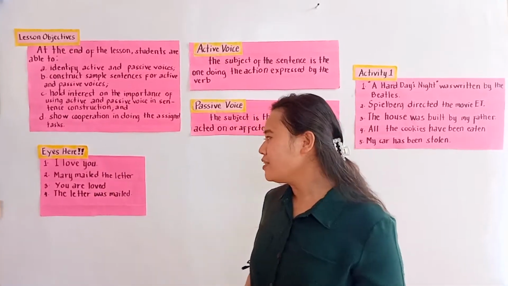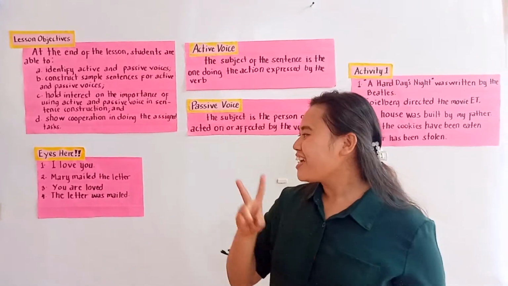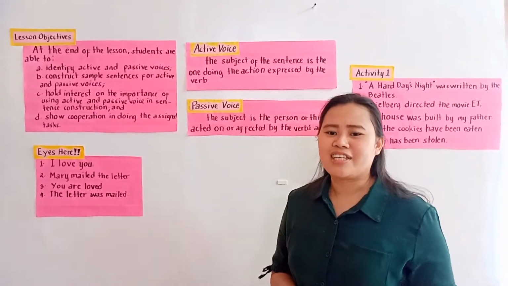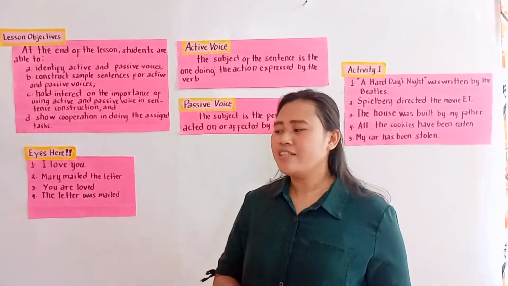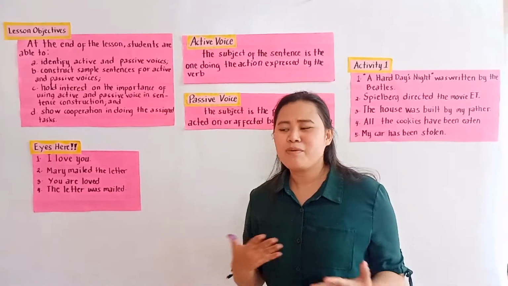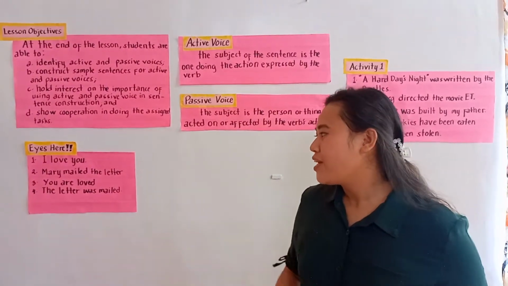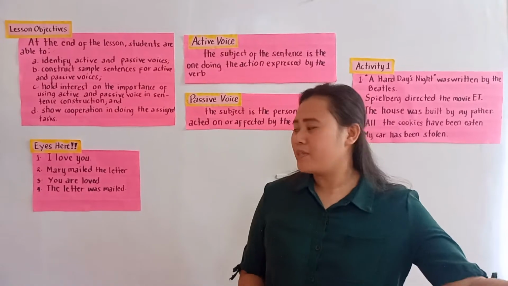Mary, you read the first sentence. Okay, I love you. I love you too, Mary. Okay, second. Peter, can you read our second sentence? Okay, Mary mailed the letter. And third sentence. Yes, John. You are loved. Yes, every one of us, we are loved. Okay, next. Fourth. Yes, Simon.